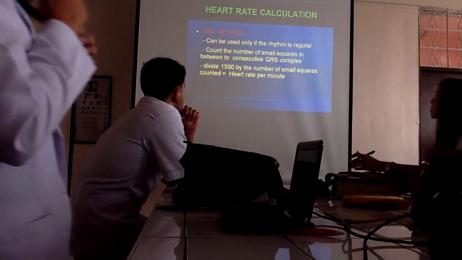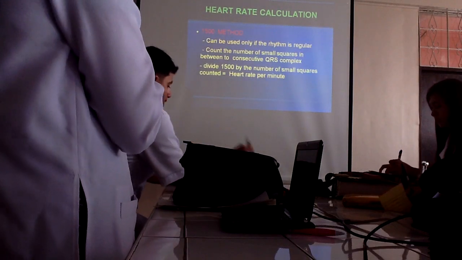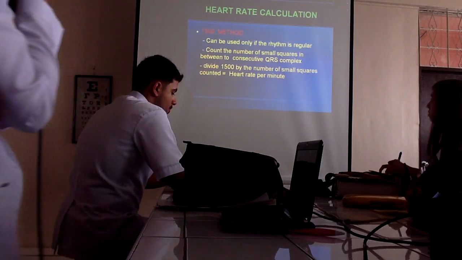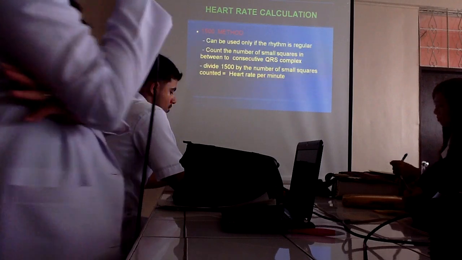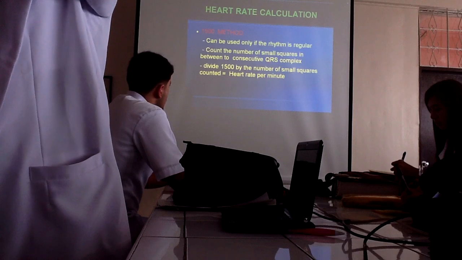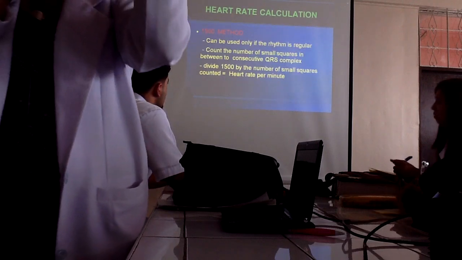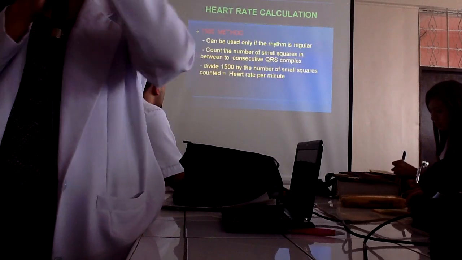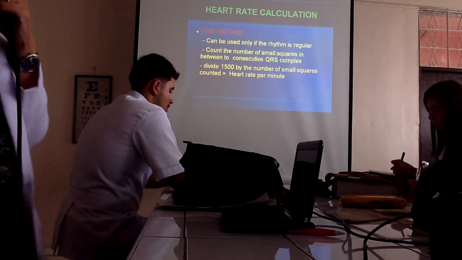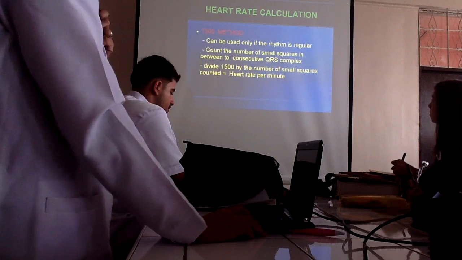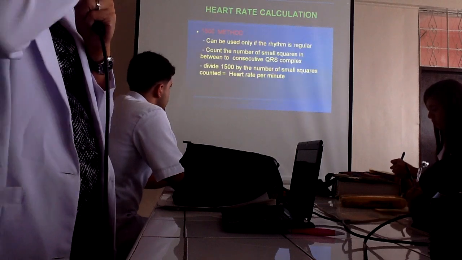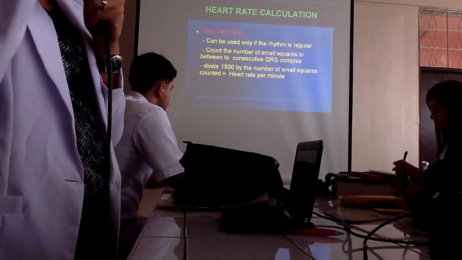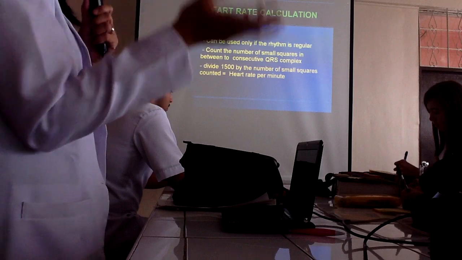Now, heart rate calculation. This one you need to know. The 1,500 method can be used only if the rhythm is regular. How do you know? You have so many QRS complexes. You mark one interval and compare it with the others. If you have exactly the same RR interval, most probably that's regular. Now, what you do, you count the number of squares in between two adjacent QRS complexes, and then you divide 1,500 by the number of squares that you count. And you get the heart rate.